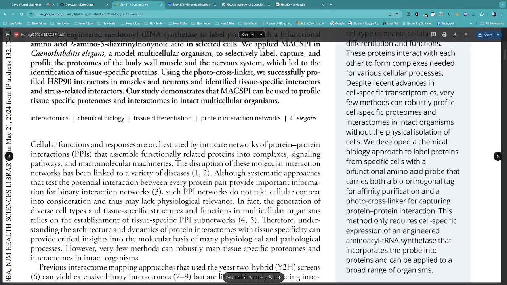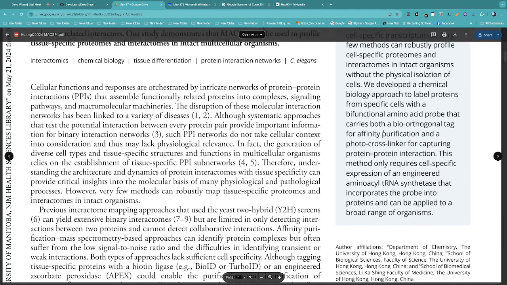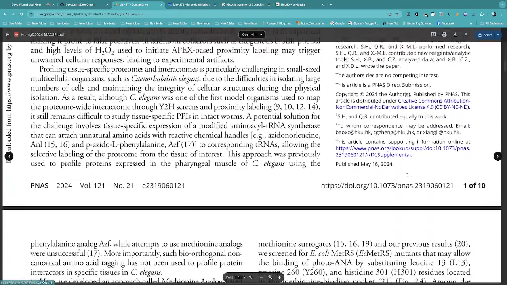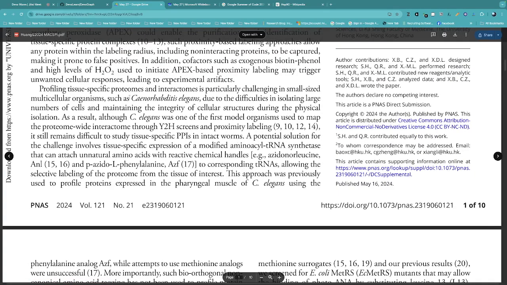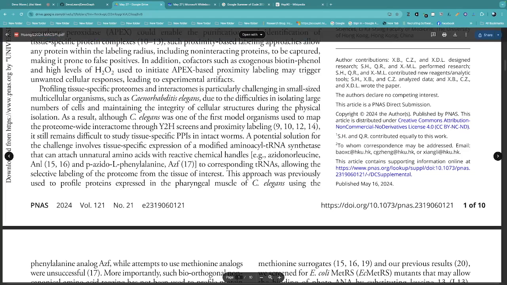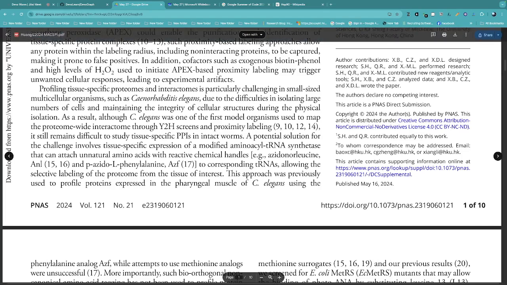So they've developed this chemical biology approach to label proteins from specific cells. This carries both a bioorthogonal tag for affinity purification and a photo crosslinker for capturing these interactions. They apply this to C. elegans, and they say that profiling tissue-specific proteomes and interactomes is particularly challenging in small-sized multicellular organisms such as C. elegans due to the difficulties of isolating large numbers of cells and maintaining the integrity of cellular structures during the physical isolation.